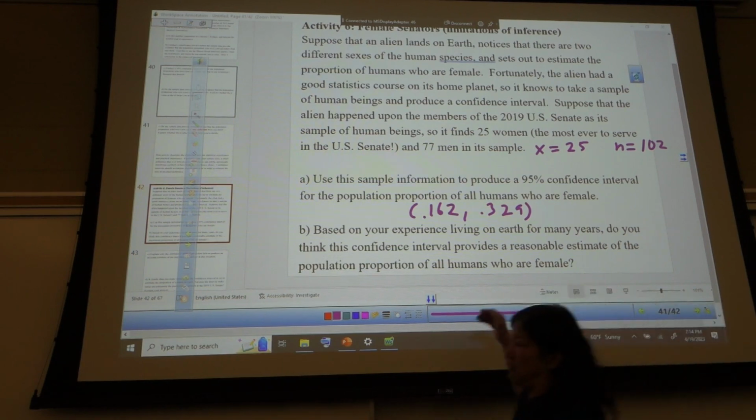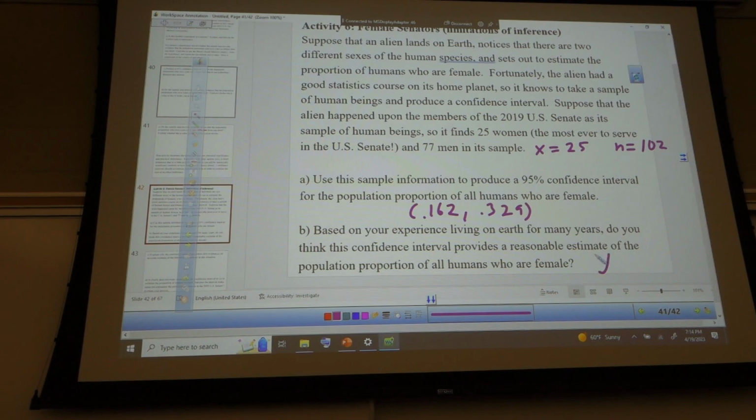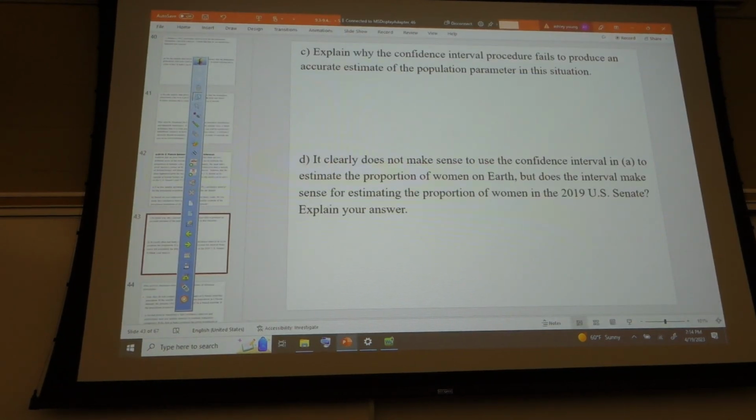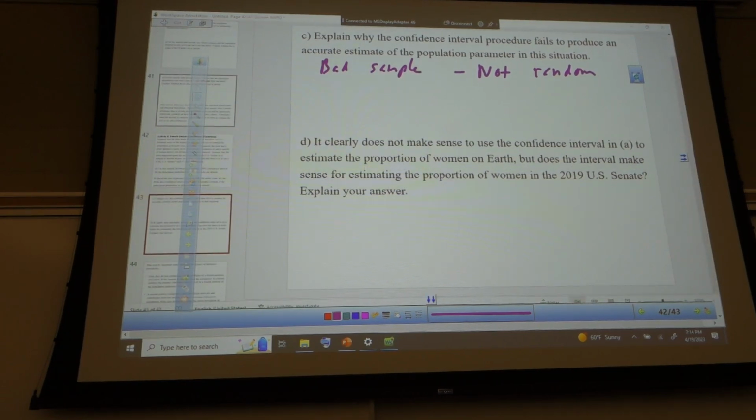No, absolutely not. Why is this a problem? It's a bad sample. Yeah, it's a good bad sample. Why is it a bad sample? These are people who are elected. It's not randomly selected. Does that make sense? It's not a random sample. Everybody got that? Clearly, it does not make sense to use the confidence interval to estimate the population of women on Earth.